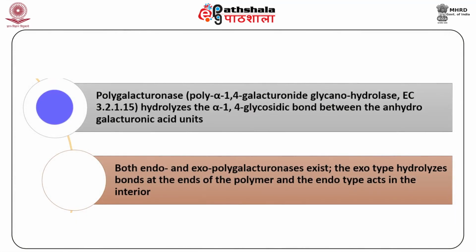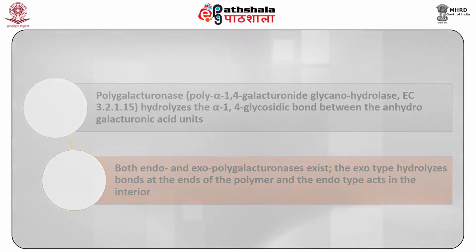Pectin methylesterase, or pectin pectyl hydrolase, hydrolyzes the methyl ester bond in pectin to give pectic acid and methanol. Polygalacturonase is responsible for the hydrolysis of the alpha-1,4 glycosidic bond between the anhydrogalacturonic acid units. Both endo and exo polygalacturonases exist. The exo type hydrolyzes bonds at the ends of the polymer and the endo type acts in the interior.